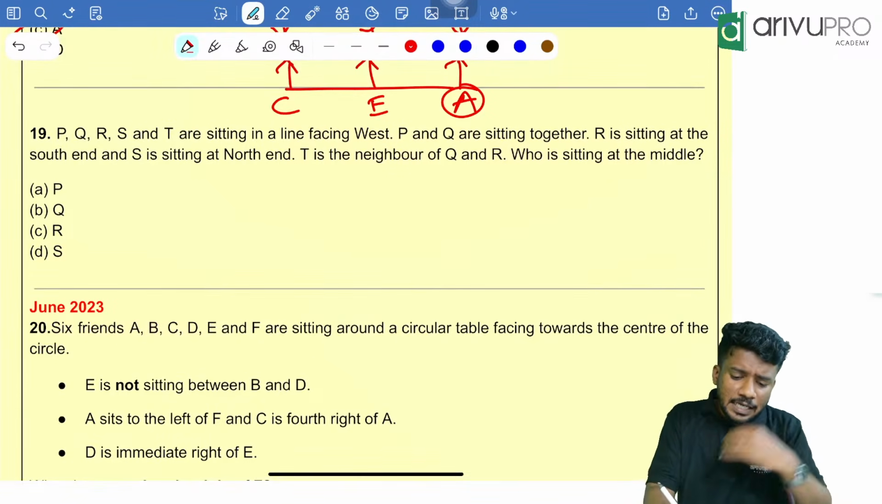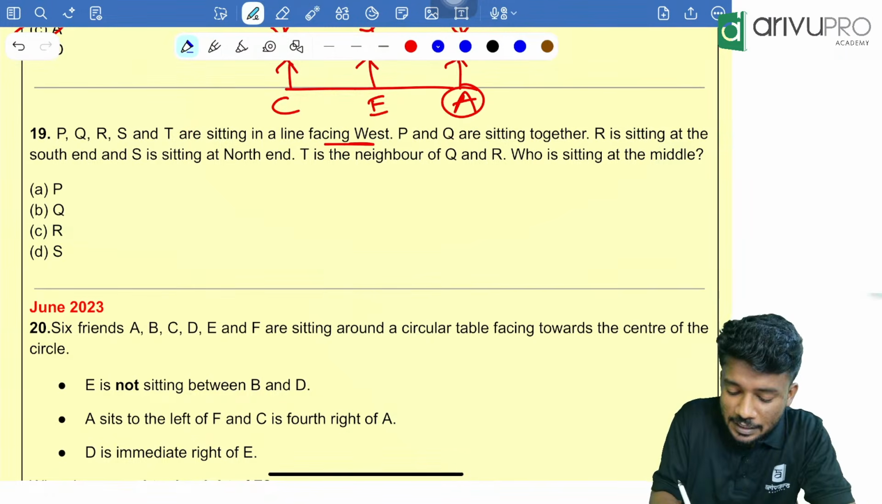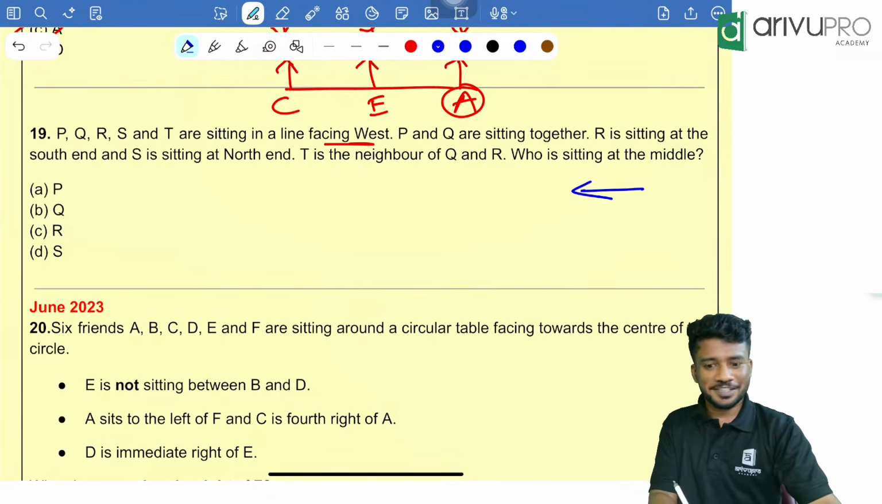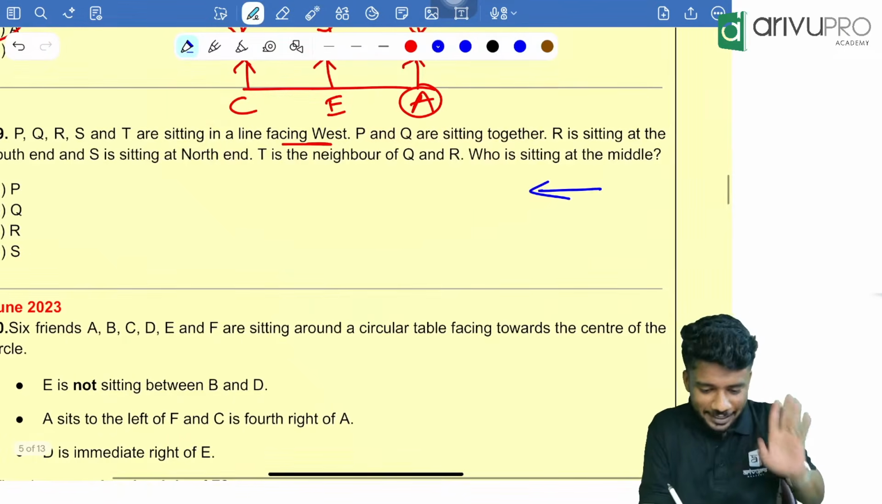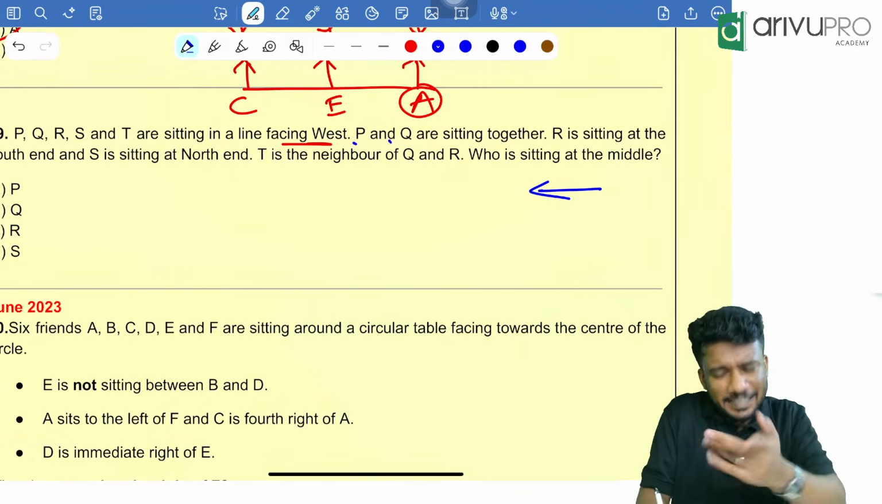P, Q, R, S, T are sitting in a line facing west. West means which direction? This way they should sit. Okay. Left and right will change accordingly. Accordingly, you should do it. P and Q are sitting together. Let them sit together. We will check them later.